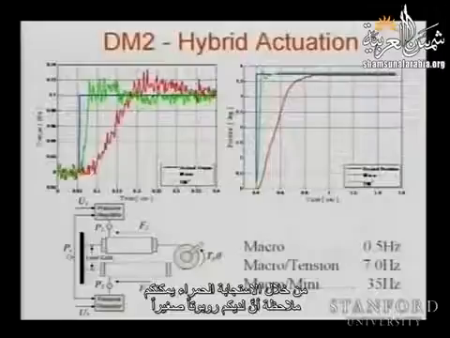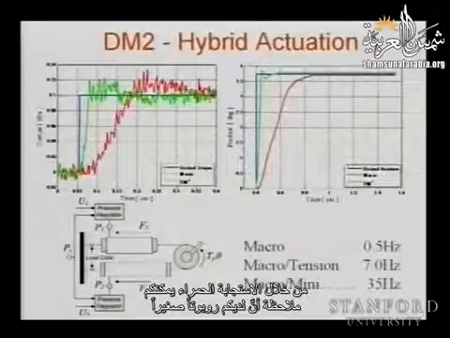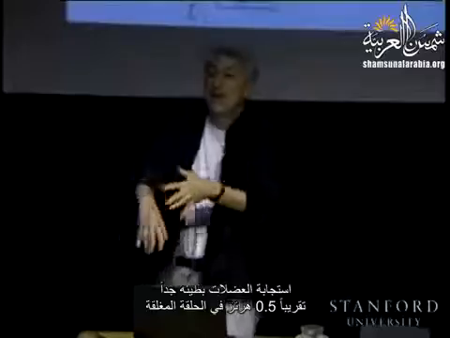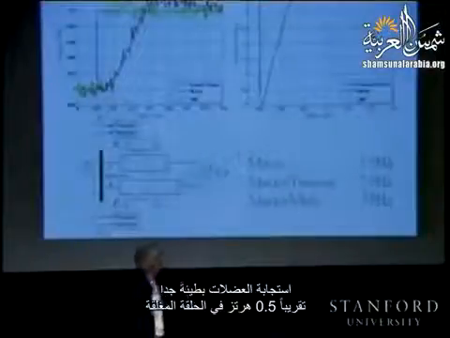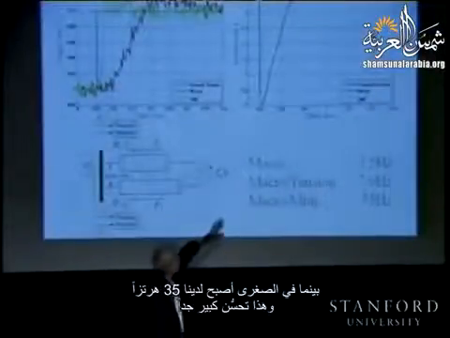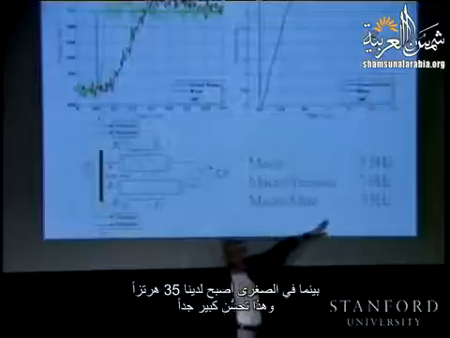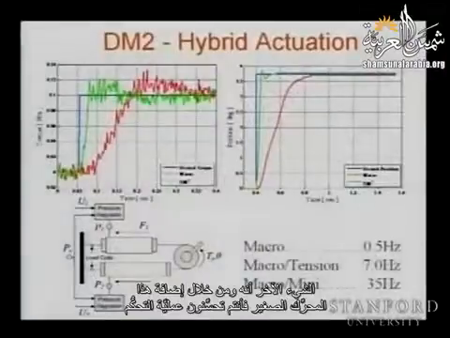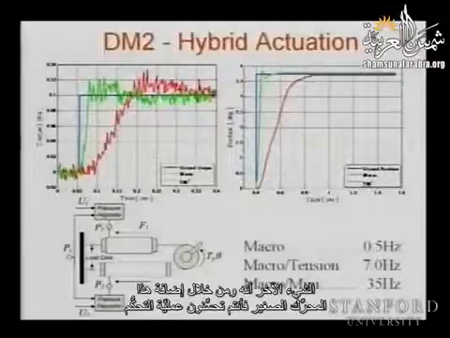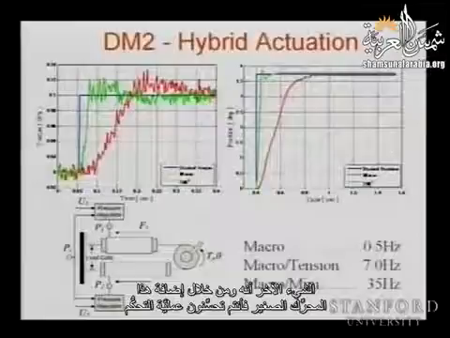And you can see on the red response you have the macro robot. Just the macro, the muscle response is very slow. You get almost 0.5 hertz in the closed loop. Whereas with the macro mini, you can go to 35 hertz. Huge, huge improvement.